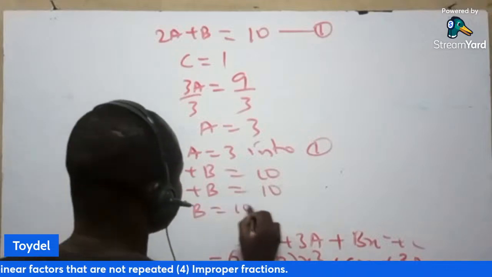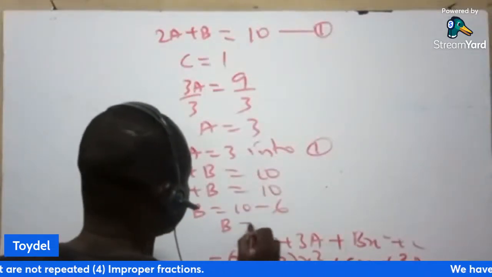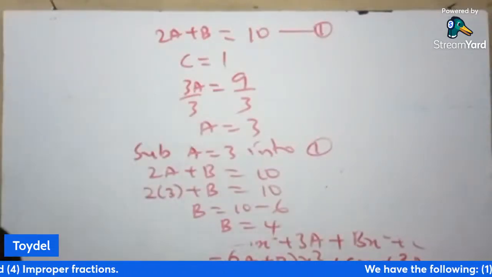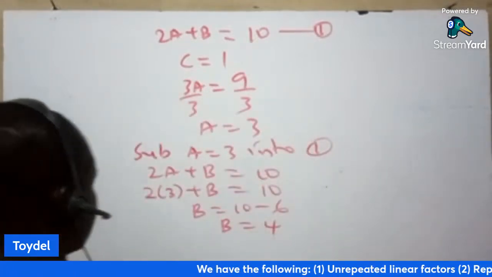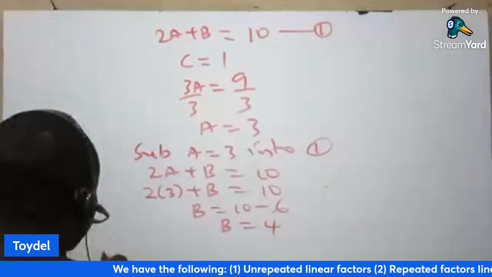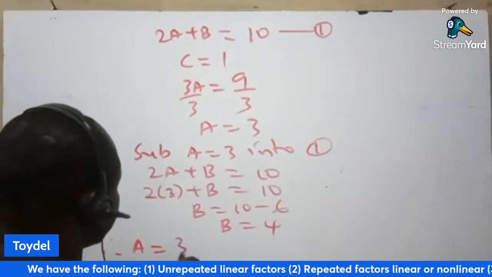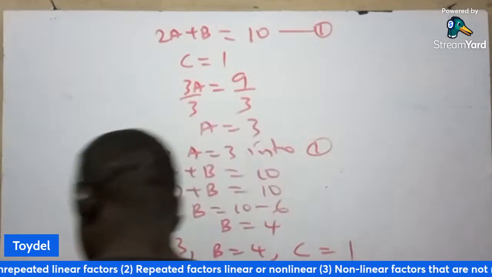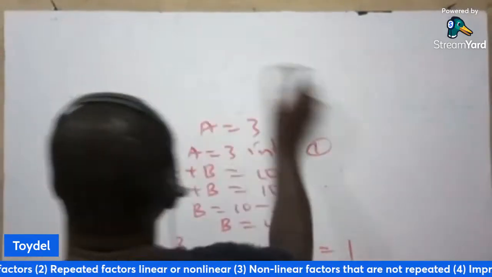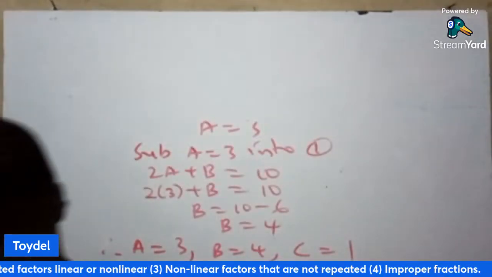So b is equal to 10 minus c. B is equal to 4. So we have been able to find the values of a, b, c. Therefore, a is equal to 3, b is equal to 4, and c is equal to 1. Hence, we can write the partial fraction now.